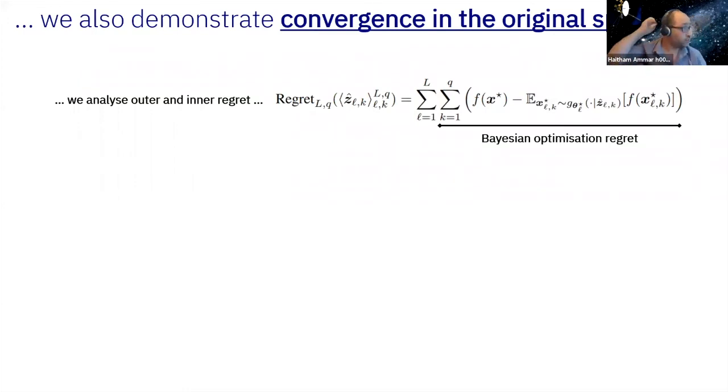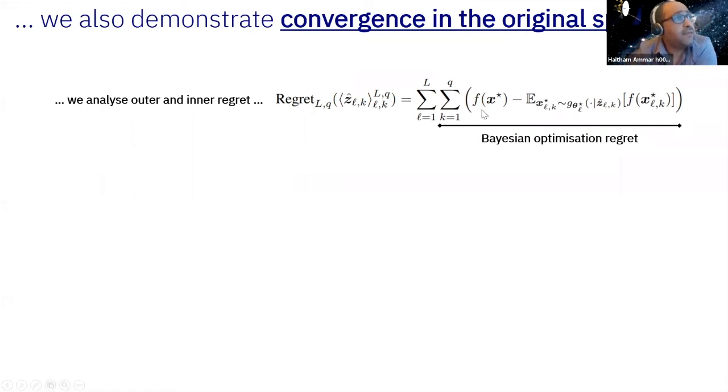Can this method converge? Okay, so what we did is we studied the regret of our algorithm, right? And for those of you who know, regret is kind of like a measure of how badly you are doing. And so it's like the distance between what we are thinking and what the real optimum is. And that's what you see inside this inner part here.